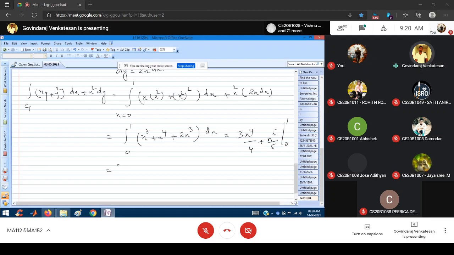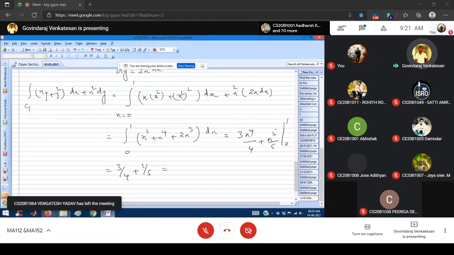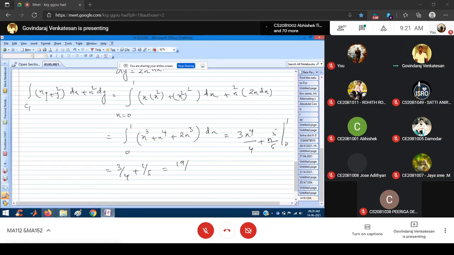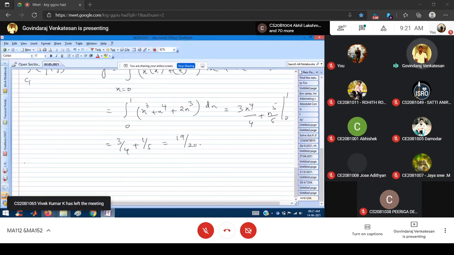So the value of this is 3 by 4 plus 1 by 5. Simplify to get the answer 19 by 20. So this is the value of the integral over the curve C1. Now along the curve C2.